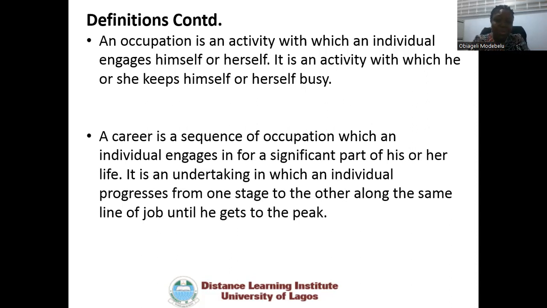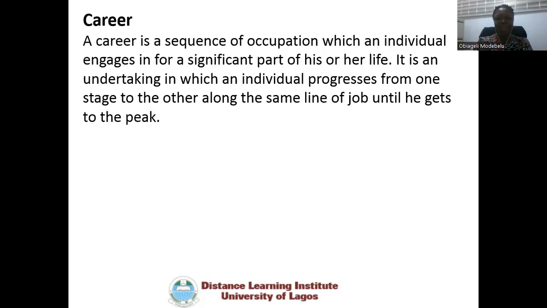But you can also look at lecturing as a career. A lecturer will start as a graduate assistant. From graduate assistant, he becomes an L2L, an assistant lecturer. From assistant lecturer, he becomes L2. From lecturer 2, he goes to L1, which is lecturer 1. From lecturer 1, he goes to SL, which is senior lecturer. From senior lecturer, the person becomes an associate professor. From associate professor, the person becomes a professor. And that is the peak. So this is the sequence of a career.